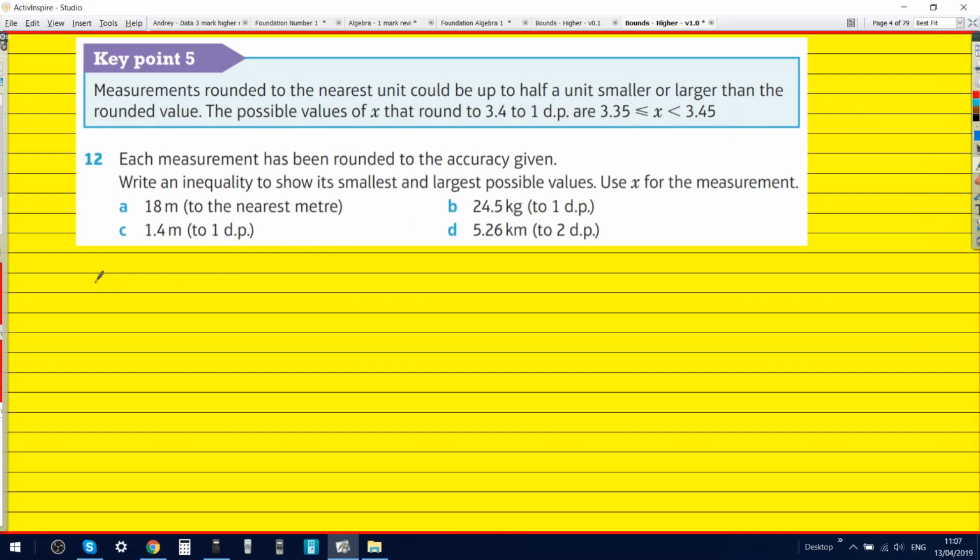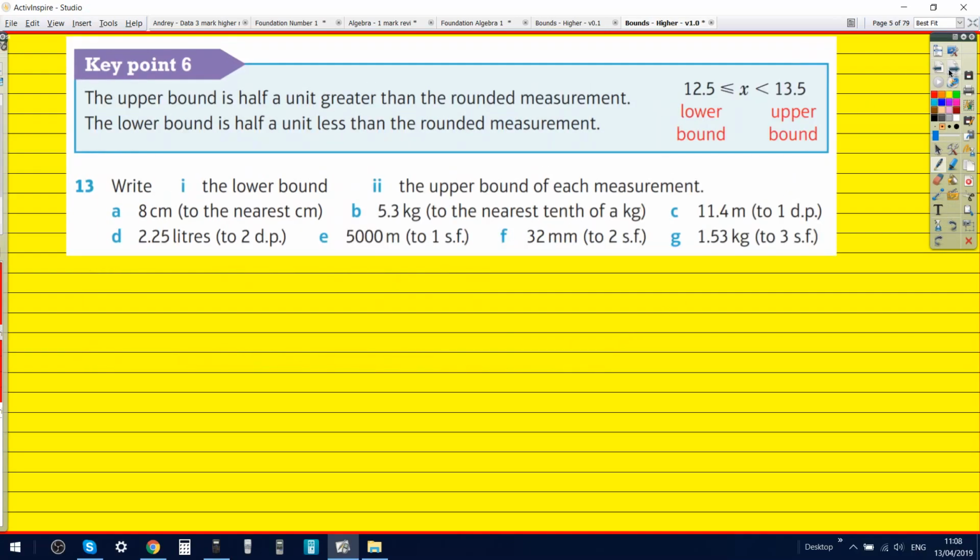What's the error interval for A? 18.5 is the upper, and 17.5 is the lower. How about part D, last one? 5.255, 5.265. It's only one of these I want to do, just E. 4,500. Great. 5,500. Great.